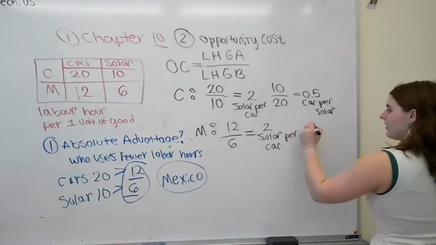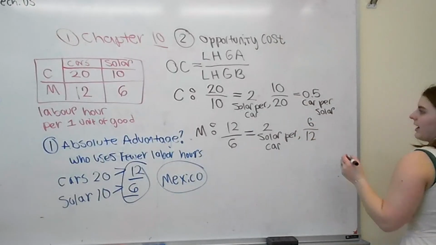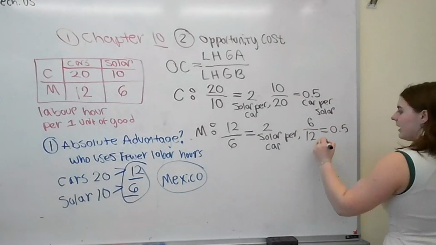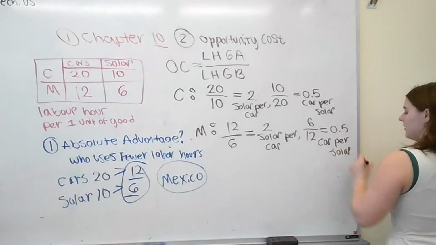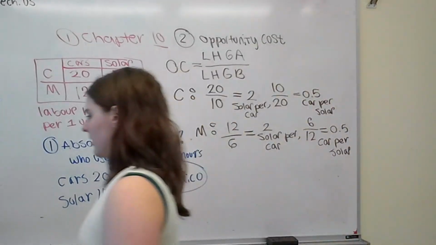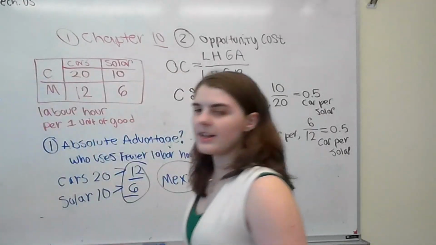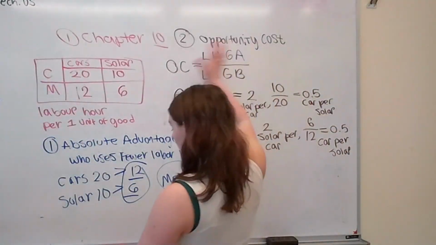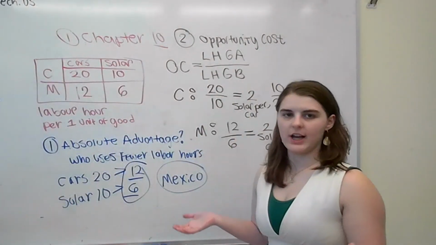And then I flop this around. Well, same kind of thing. 12 over 6 is still 1/2. And so I can produce 1/2 a car per solar panel. And those are my opportunity costs of each. The last question then asks us, given all this information we have, which country should specialize?